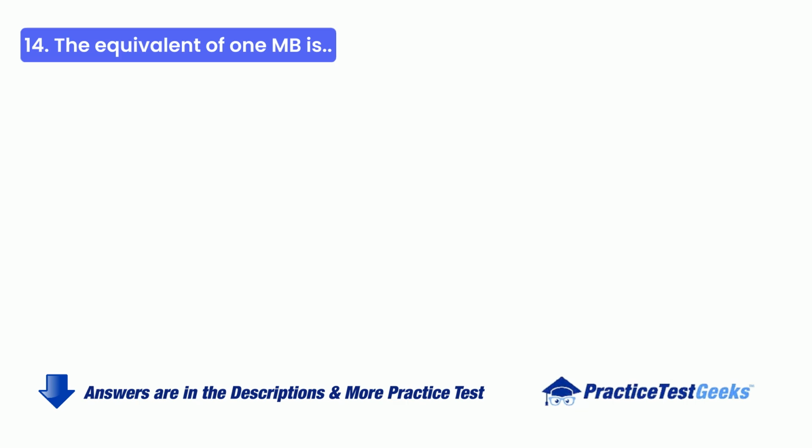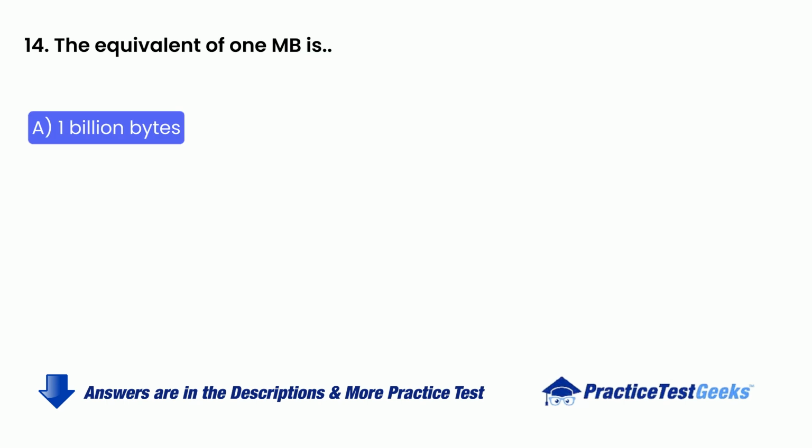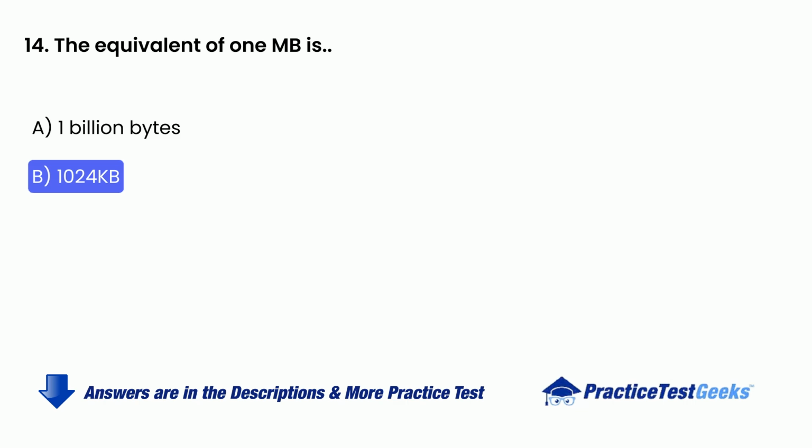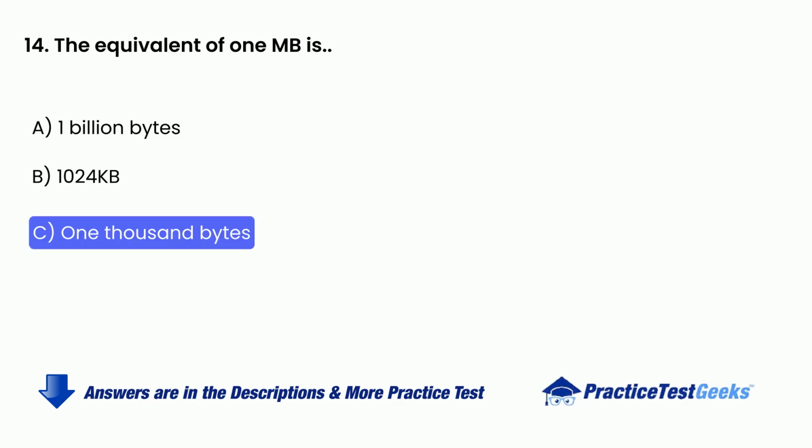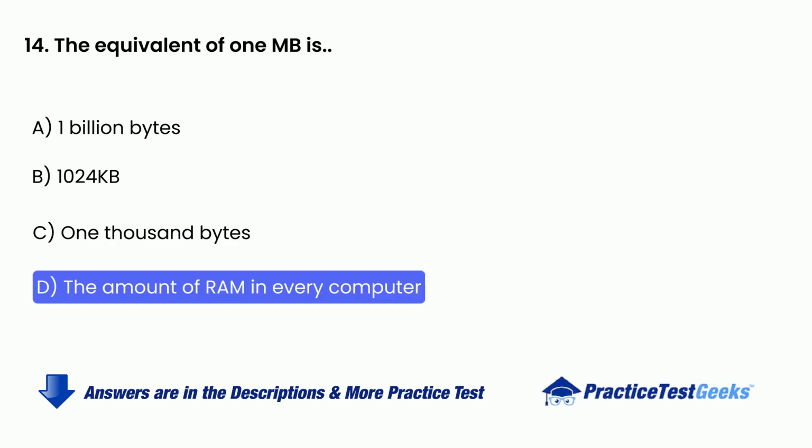The equivalent of 1 MB is A. 1 billion bytes. B. 1024 kilobytes. C. 1000 bytes. D. The amount of RAM in every computer.